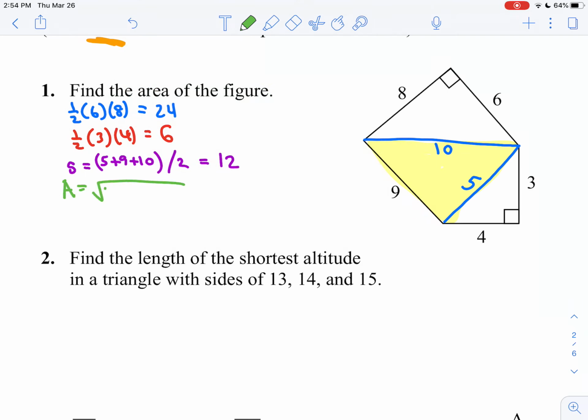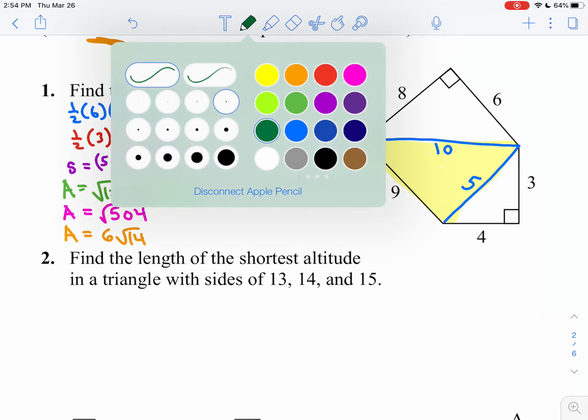So square root of 12 times 12 minus 5 times 12 minus 9 times 12 minus 10. So that's what we got. And I know we haven't had a ton of practice simplifying the radicals, but you might even use some cool tricks and start pulling the 4 out of this or something like that. I don't know. Try something. See what happens. But we'll make that a 504. And I'll switch colors one more time. So 6 root 14. And so then our final answer, let's go Glenbard green.